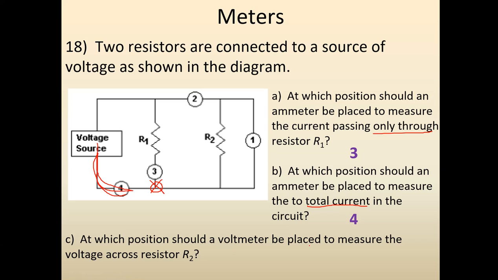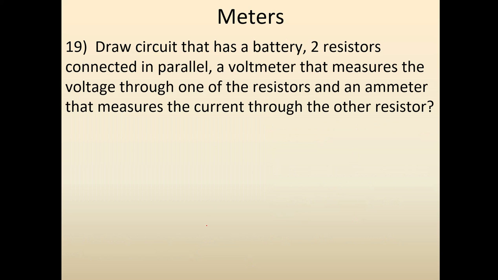And then the last one, where should the voltmeter be? It should be located at 1, because again, it's its own separate line. Instead of going through resistor 2, I can go around it like this. All right, so now try drawing it yourself.